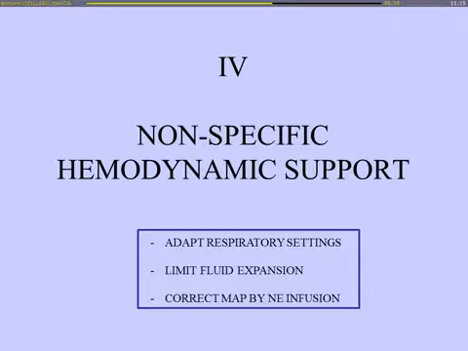So a few words now regarding the non-specific hemodynamic support that you have to provide when facing a patient with shock related to acute cor pulmonale. First, of course, you have to adapt respiratory settings, and I don't want to speak too much about that because this morning I presented the right ventricular protective approach that we promote in severe ARDS patients. You have to limit fluid expansion, and you have to correct the mean arterial pressure by norepinephrine infusion.